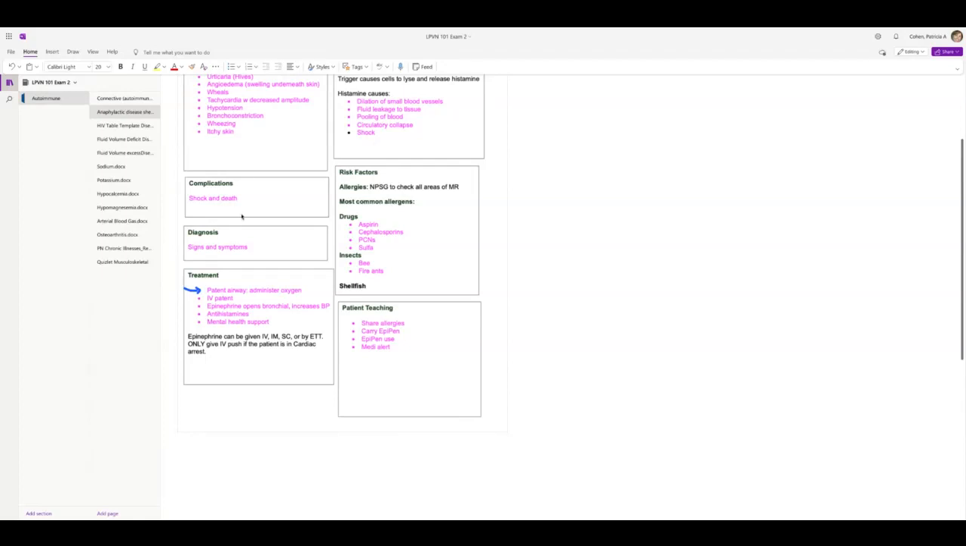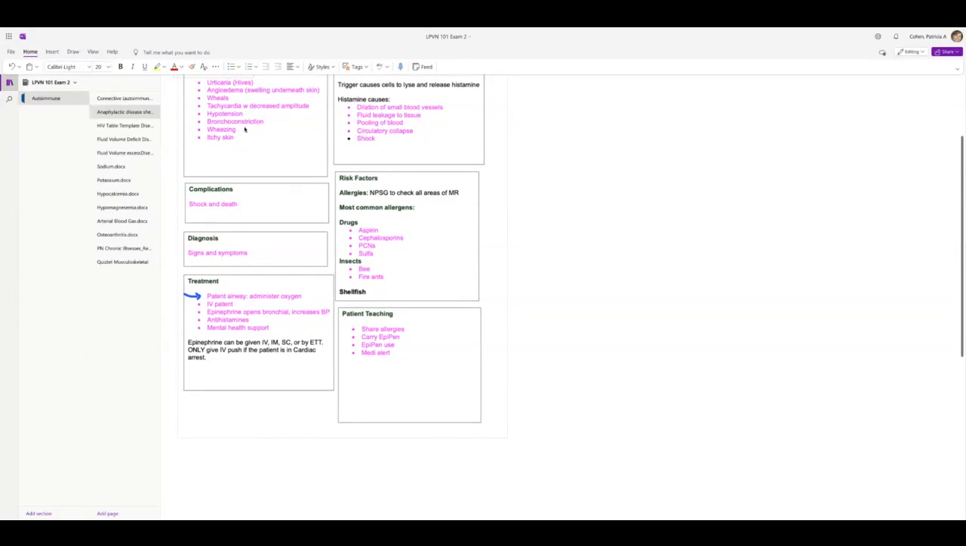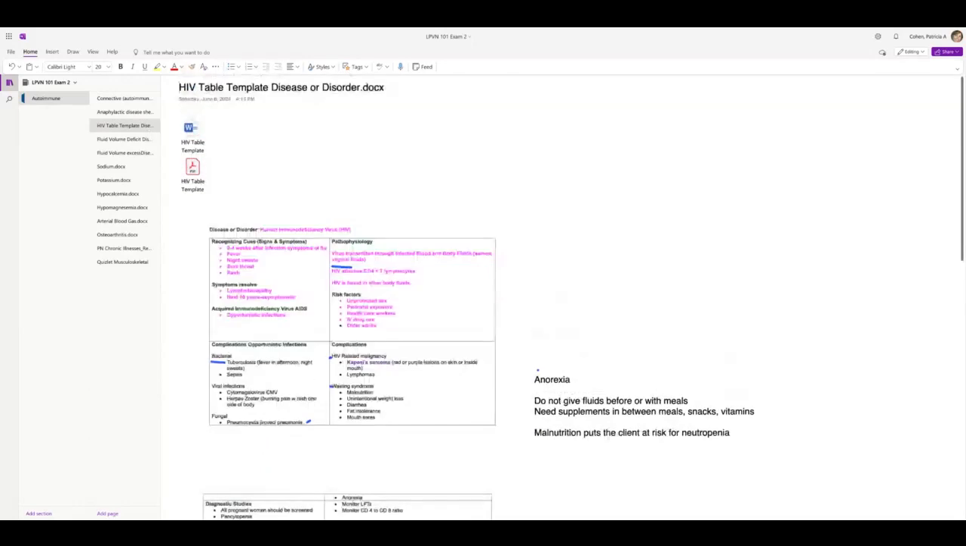Okay, a reaction means they're having these symptoms and they're still alive, right? You still have a heartbeat, you still have a pulse, you still have a blood pressure. IV epinephrine is given when they're in cardiac arrest, so no pulse, no blood pressure, no vital signs, they're unconscious. Okay, so that's kind of the difference.